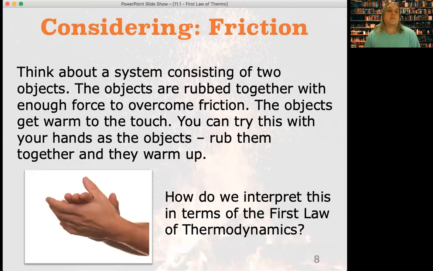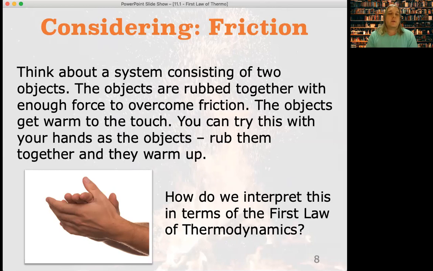So in that vein, let's think about a couple of systems. The first one, you've got two objects and you're rubbing them together. It can be any two objects, but if you've got your two hands in front of you, they are pretty easy objects to experiment with. So if you rub them together, just rub your hands together, they will warm up. You don't even have to rub them very hard or fast. You will feel them warm up.